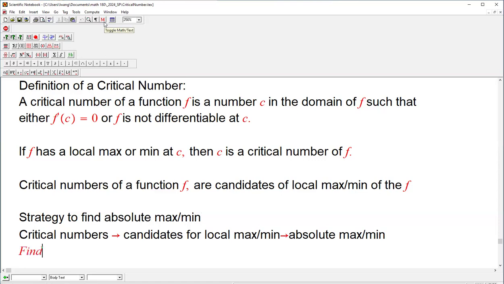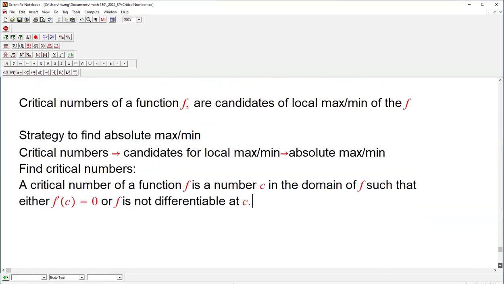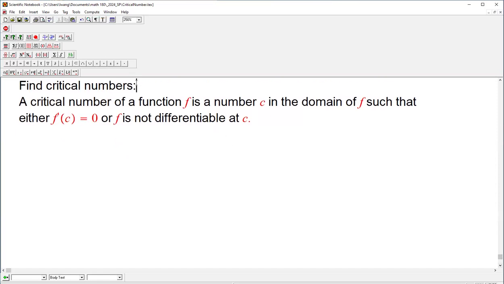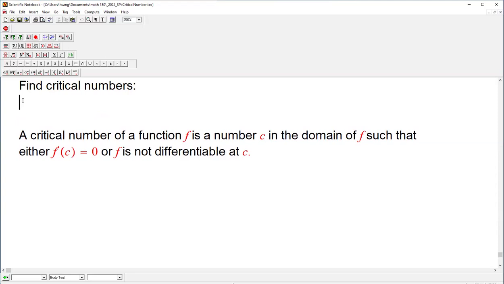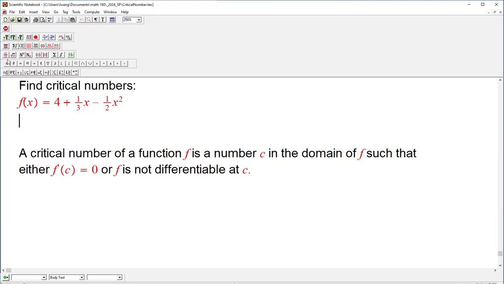Okay, let's find critical numbers. So we're going to bring the critical number definition with us. We're going to work on some examples of how to find critical numbers. The first example is a function, f of x equals 4 plus a third of x minus half of x squared. We want to find critical numbers.